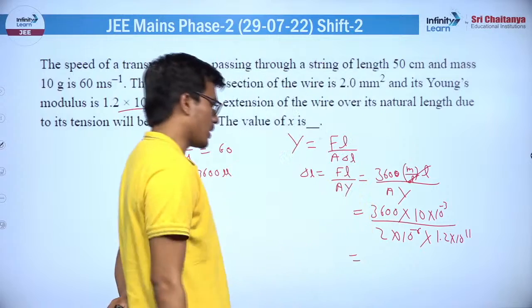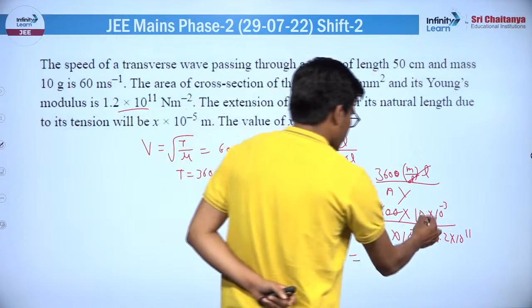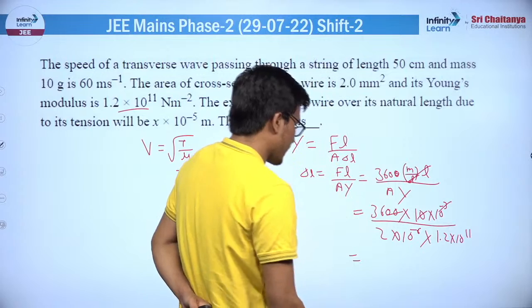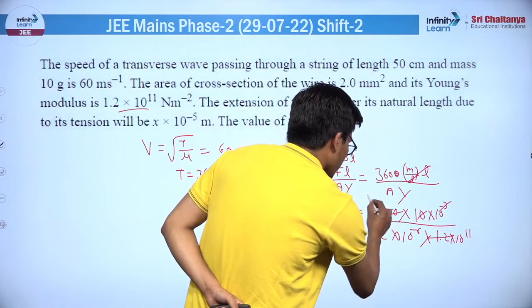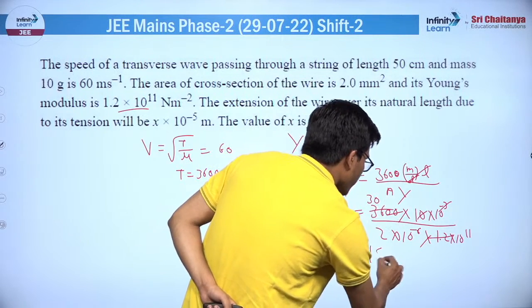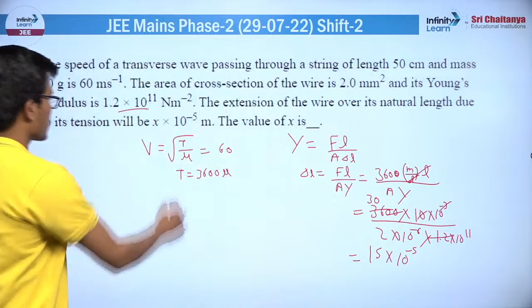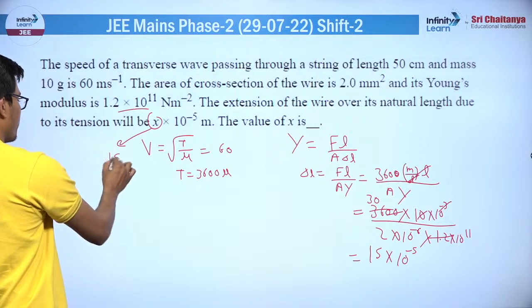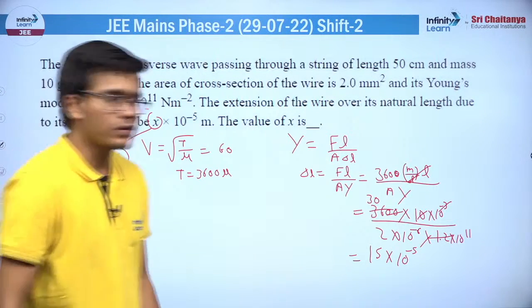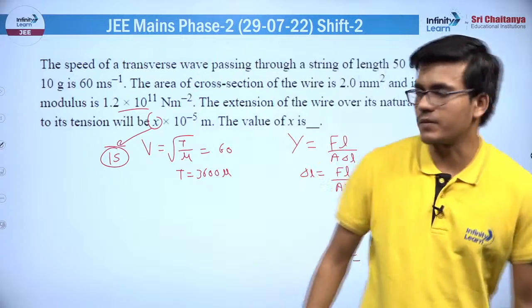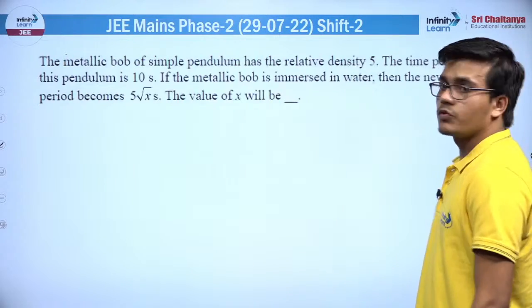So just try to reduce this expression, this will get cancelled, this will be 30 times, so 15 into 10 to the power minus 5 is my answer. So this value of x should be 15 meter, okay, 0.15 mm is the extension. Alright, moving to the next question.